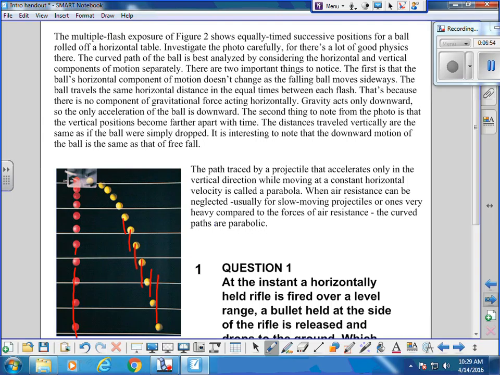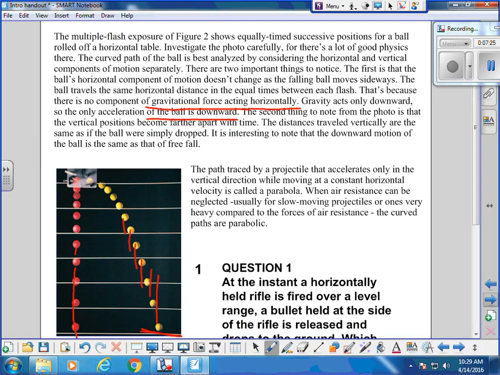That's because there's no component of gravitational force acting horizontally. There is no force moving it sideways. Why is it moving sideways? Inertia. Because objects in motion stay in motion. So the yellow ball is continuing to move sideways at a constant speed until it hits the ground, until there's some force applied to it, because right now there is no horizontal force. Gravity only acts downward, so the only acceleration of the ball is downward.